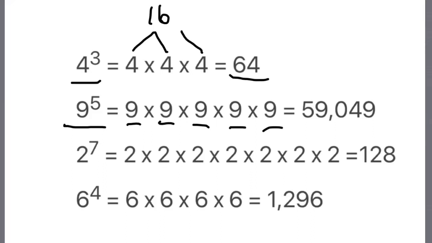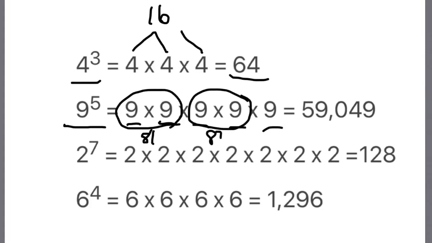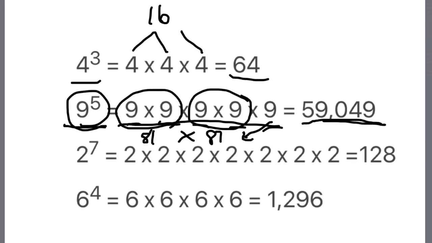So what I always tell my students to do is group the numbers into basic facts. So this is 9 times 9, which is 81. This is 9 times 9, which is 81. So then you can type into your calculator 81 times 81, and then multiply that by 9 in the end. So you're only typing in 3 multiplication facts versus 5. And your answer should be 5,049. So here we have the exponential form, we have the expanded form, and we have the standard form.